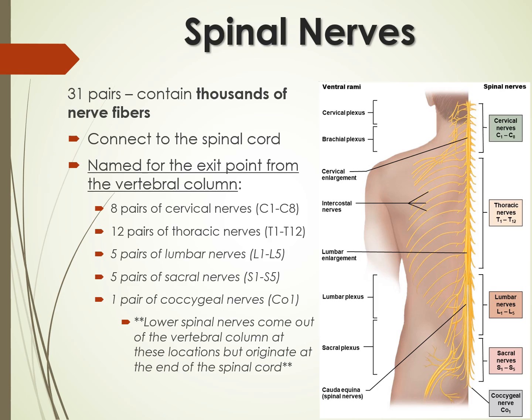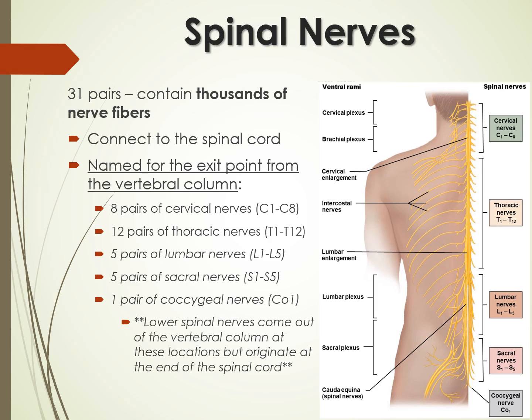So now we're going to switch gears a little bit and talk about the spinal nerves. These guys are very numerous, right? So instead of 12 pairs of nerves, we're talking about 31 pairs of nerves. That's just a lot of nerves, so obviously we're not going to talk about all of them. There's thousands of nerve fibers, but they all connect to the spinal cord.